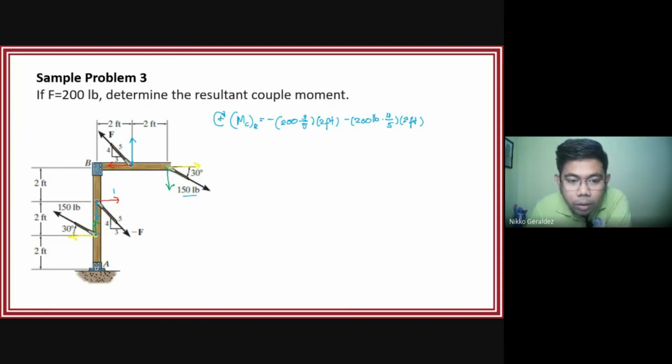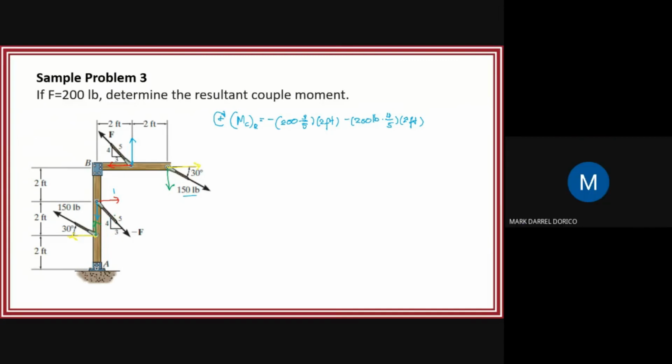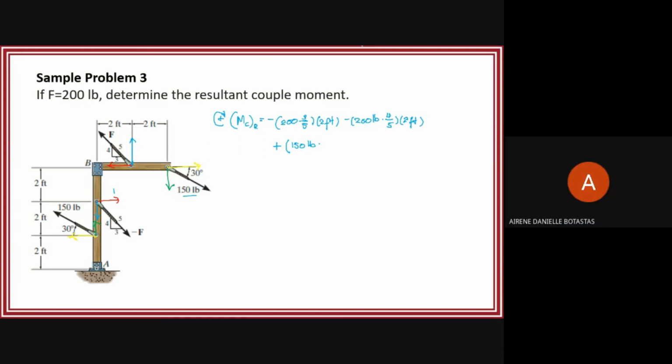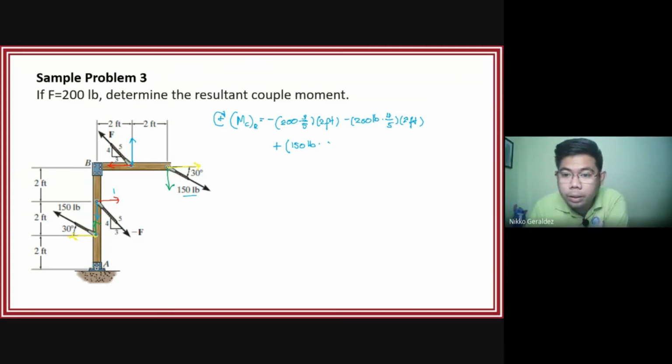Next, itong y component ng 150 pounds, yung green. Anong direction ng moment? Clockwise, counterclockwise? Clockwise, so positive. Y component, 150 pounds times sine 30 degrees, times perpendicular distance 4 feet. Okay.